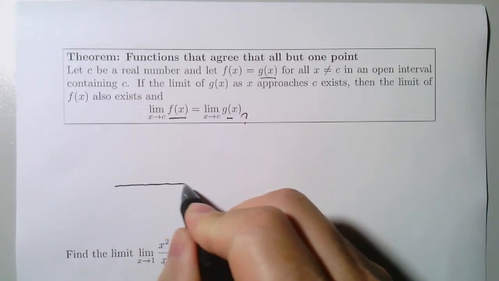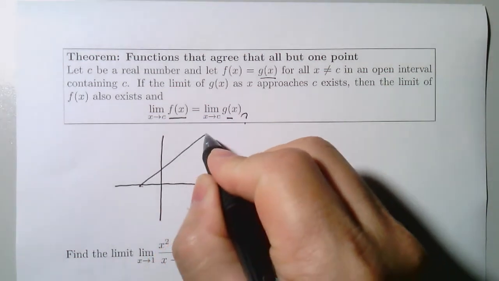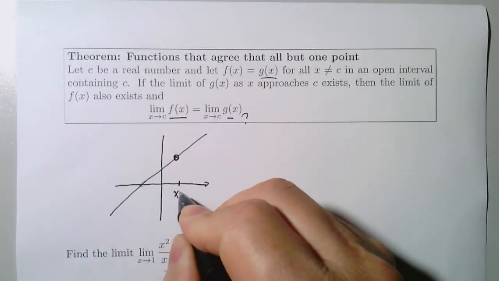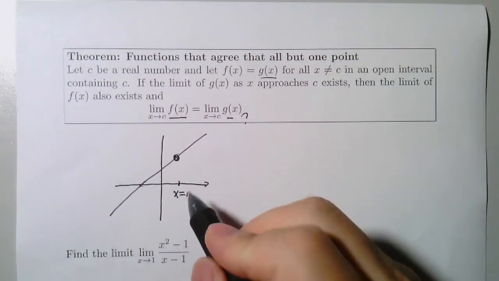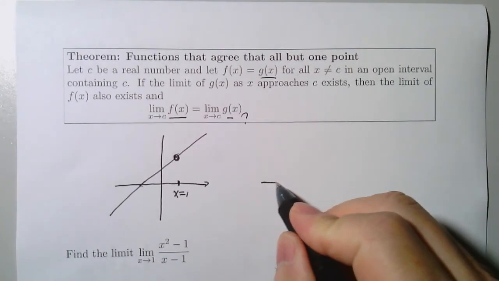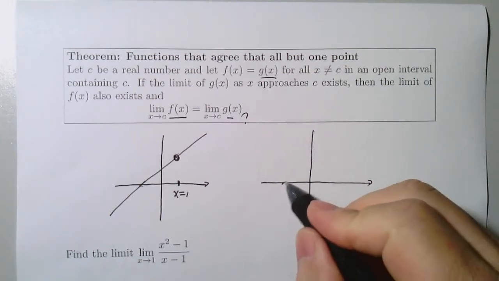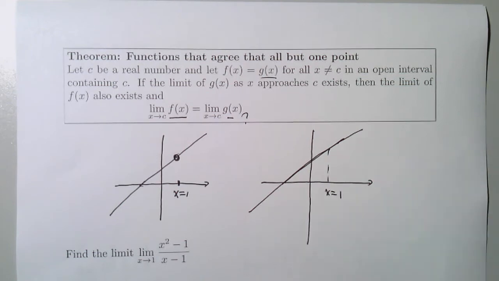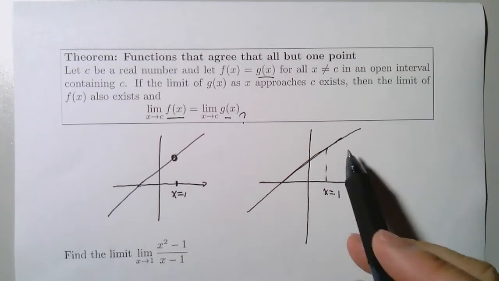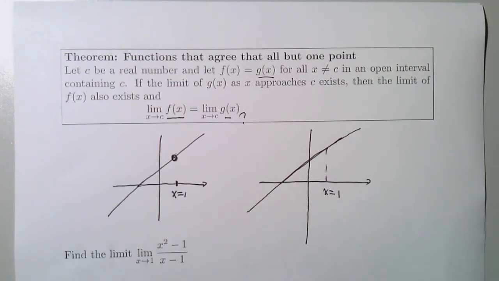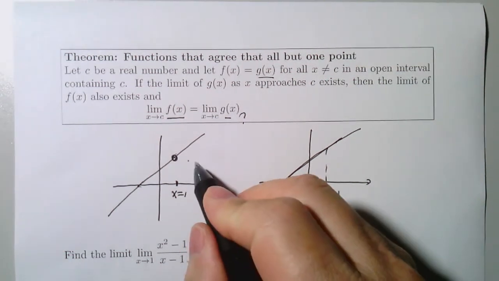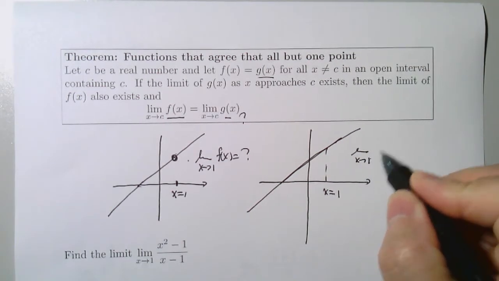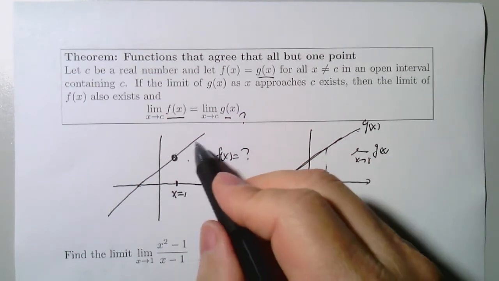For example, say you have a function like this. That's your function f(x), and at one point, say x equal to 1, the function is not defined. That's a circle. And you also have another function with exactly the same graph, but this one is defined at x equal to 1. So these two functions are exactly the same except at x equal to 1. We want to find the limit as x goes to 1 of f(x), and in this case the limit as x goes to 1 of g(x). This is the function g(x), and this is the function f(x).